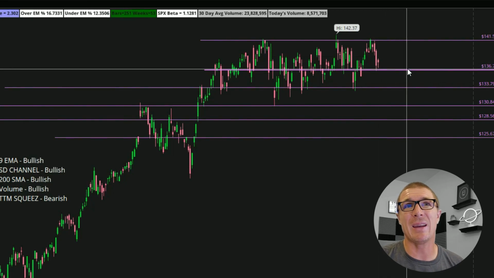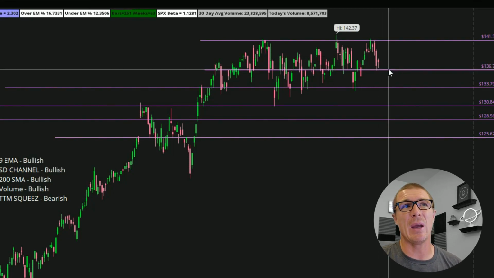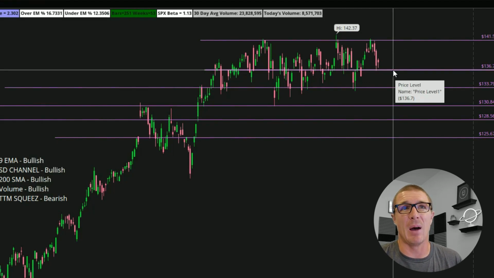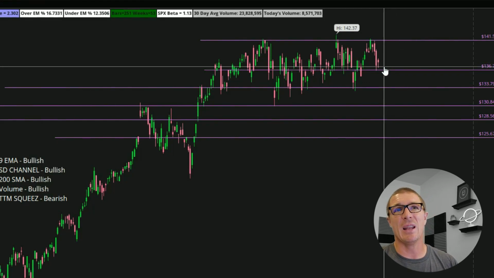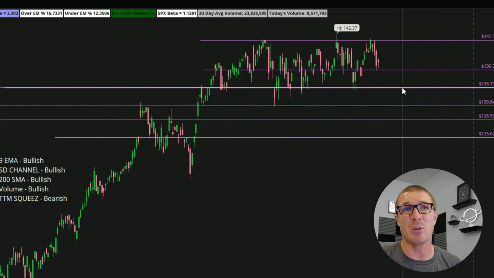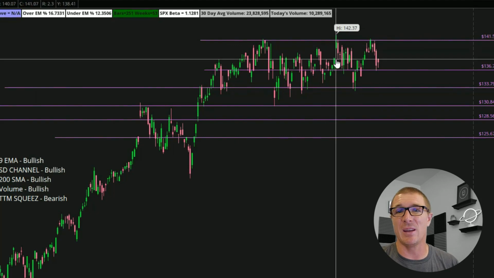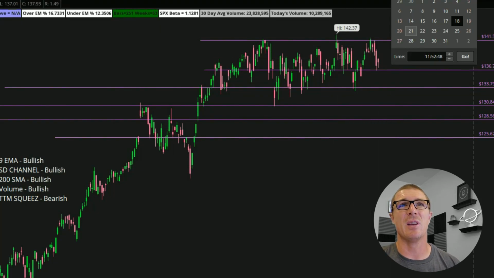So we got the pullback. It's pulling right back into this level that we identified a while ago. At that point, I would say, I'm still bullish on Microsoft unless it breaches this level and possibly breaches this level. At that point, we've got to look at our profit and loss and say, have we reached our stop target? Have we reached our profit target? And we have to make the decisions the best that we can.